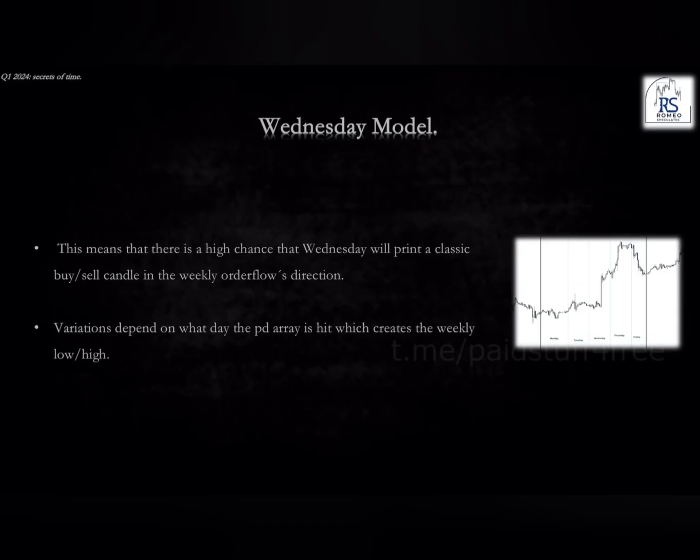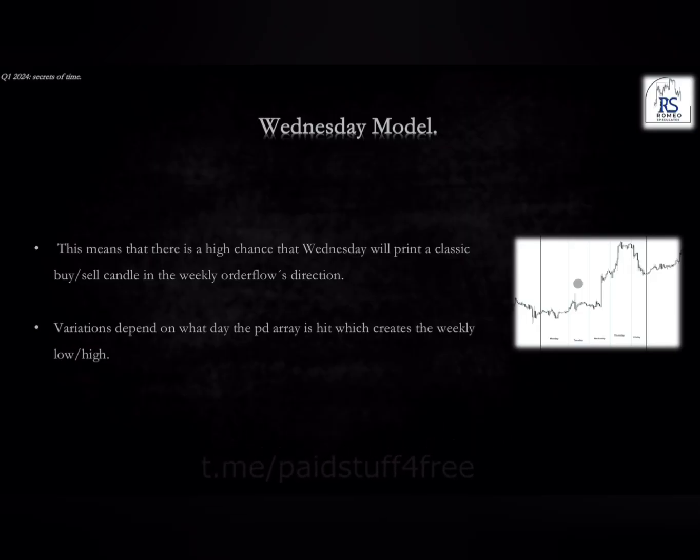Now, taking into consideration the two previous data points, this means that there's a high chance that Wednesday will print a classic buy/sell candle in the weekly and daily order flow's direction. It's not a guarantee. And when I say buy and sell candle, I mean it loosely, because for me, as long as I can buy below the open and sell at the open, that is a success.